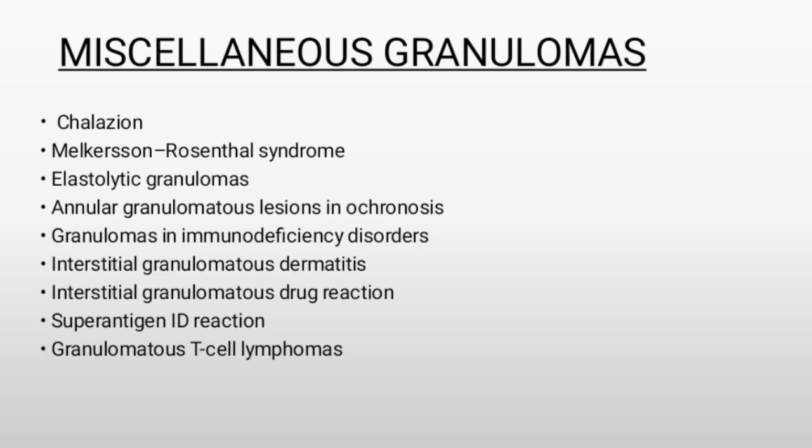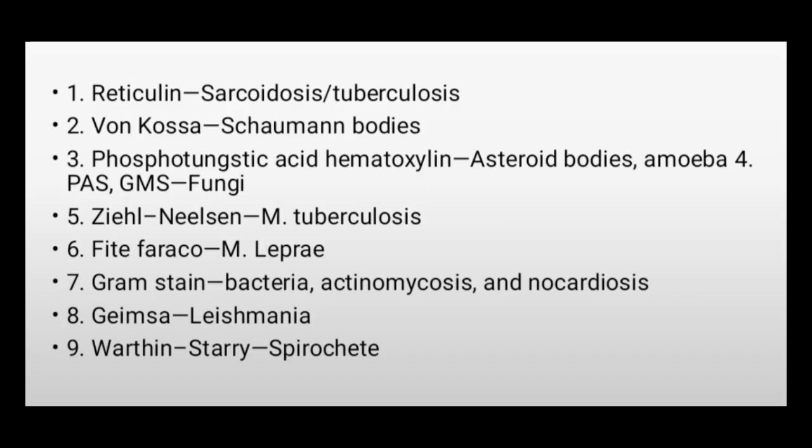So the special stains which can be used are reticulin in sarcoidosis and TB, von Kossa for Schaumann bodies to demonstrate calcium deposition, phosphotungstic acid hematoxylin to show asteroid bodies, PAS and Gomori methenamine silver stain for fungi, Ziehl-Neelsen stain for MTB, Fite-Faraco, which is a modified Ziehl-Neelsen stain, can be used to demonstrate M. leprae, Gram stain for different bacteria, actinomycosis, nocardiosis, Giemsa for leishmania, Warthin-Starry stain for spirochetes.